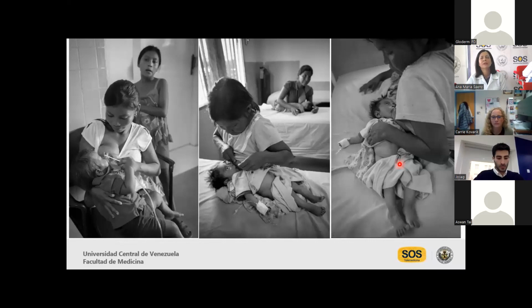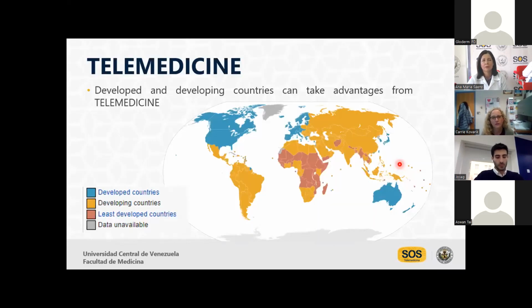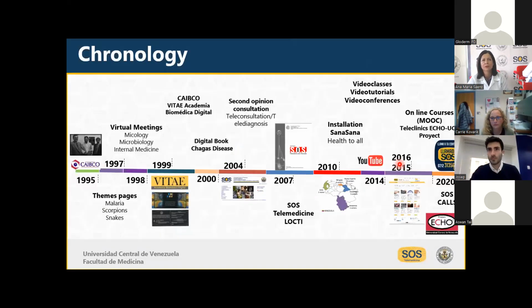So we decided to make projects to give health services to these very far located people. Telemedicine is one of the answers to help these people receive health services where distance is a critical factor. So you know that telemedicine is good not only for developing countries like Venezuela, but also for developed countries.